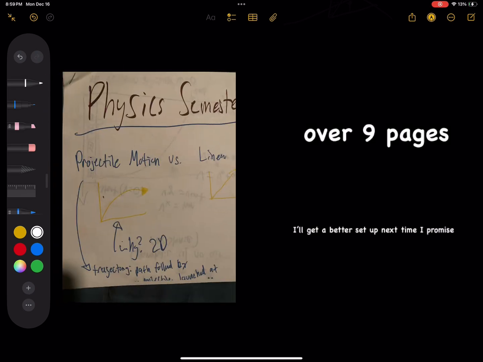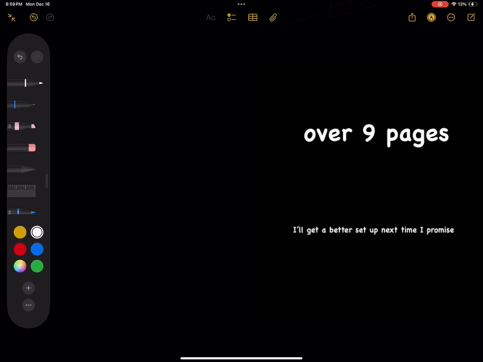No one likes that. Also, I have my notes printed off on the side here. You can't see, but I'm using them for reference, so it's going to be a little loud in the background.